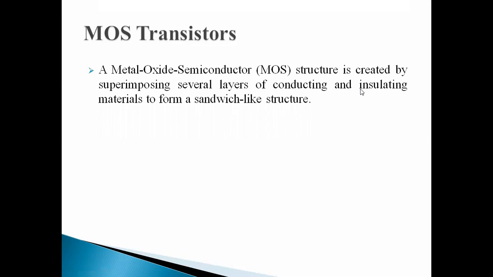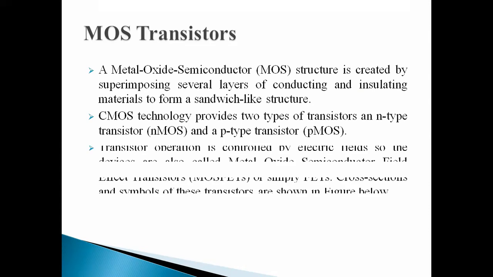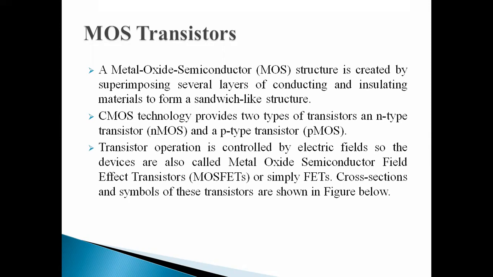Now let us discuss metal oxide semiconductor field effect transistors. MOS stands for metal oxide semiconductor, which is created by superimposing several layers of conducting and insulating materials to form a sandwich-like structure. In CMOS technology, we have two kinds of transistors: N-type transistor, called NMOS transistor, and P-type transistor, also known as PMOS transistor. Transistor operation is controlled by electric fields, so generally we call them metal oxide semiconductor field effect transistors, or simply FETs.